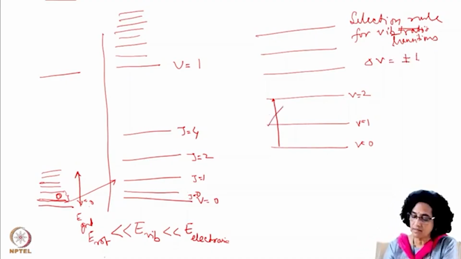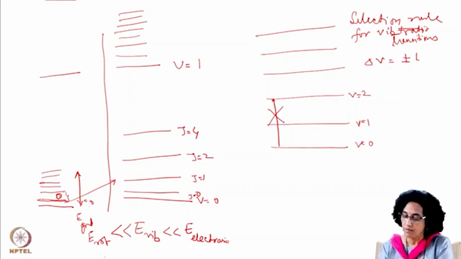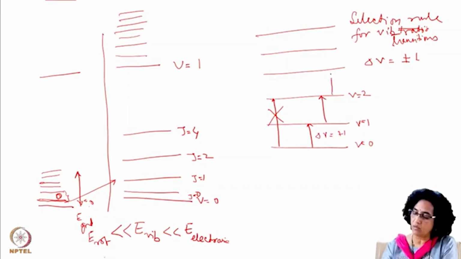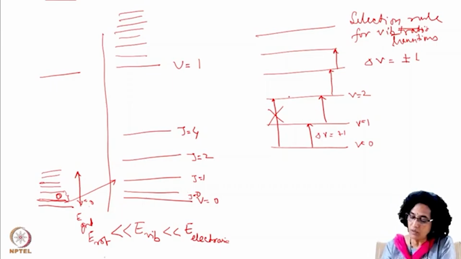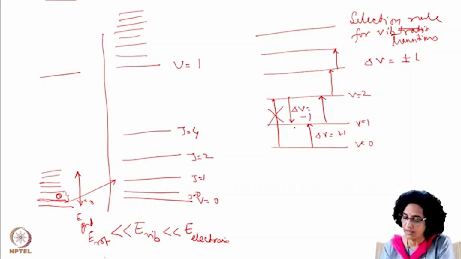That means this is not allowed. The molecule can go from V equal to 0 to V equal to 1, or from V equal to 1 to V equal to 2, where delta V is equal to plus 1. It can continue in this ladder, or it can come down from V equal to 2 to V equal to 1, where delta V is minus 1. Or it can come down from V equal to 1 to V equal to 0, where delta V once again is minus 1.